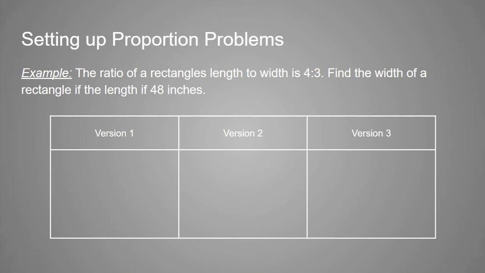The first way that we can do this is we can compare the small rectangle to the big rectangle. So the small length and width has to be equal to the big length and width.